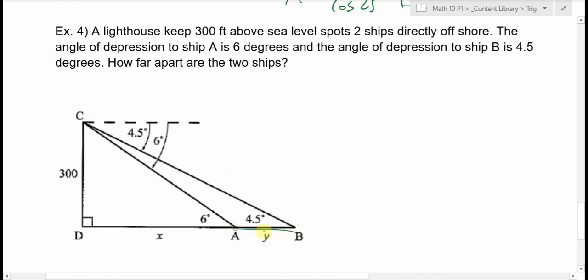So we are solving for this, right? That's what we're solving for: the distance between the 2 ships. So we're solving for y. Okay, good luck. Pause the video and give it a try.